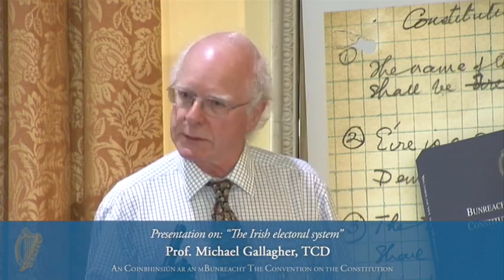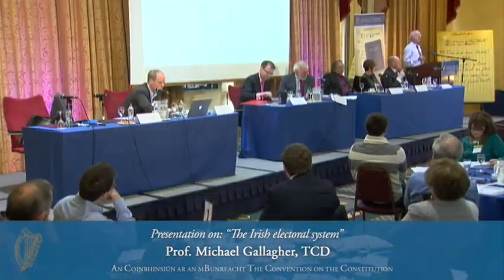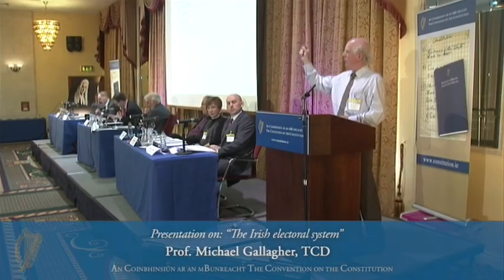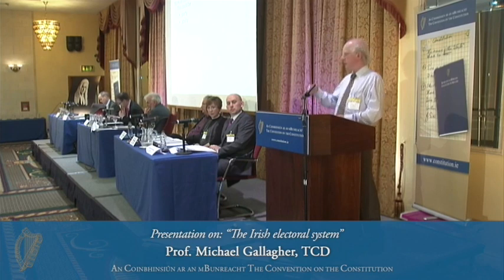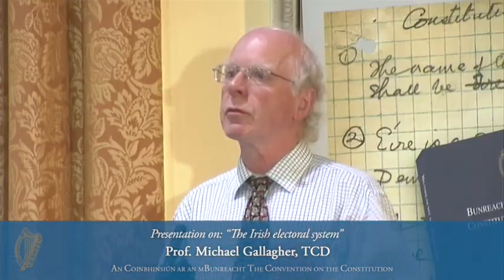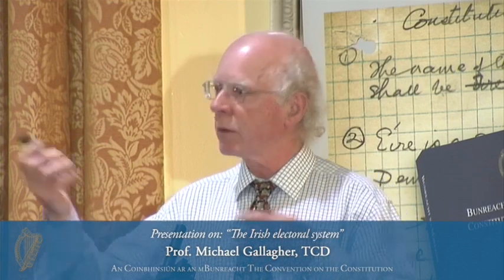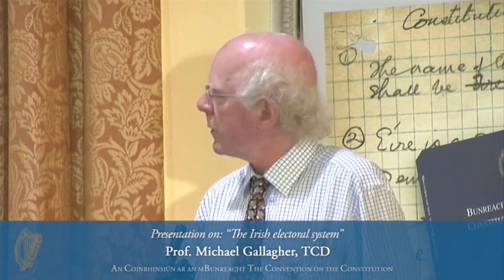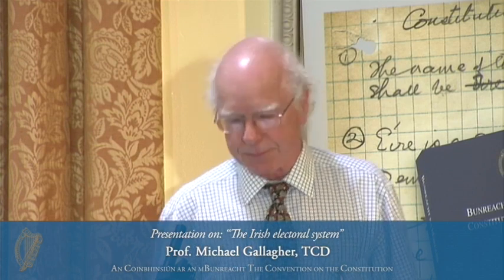But it could be something else. Voters might think in terms of ability, for example. I think the most able candidate on the ballot paper is her. I'm going to give her my number 1 preference. The second most able person who would be good for Parliament is him, even though he's from a different party and a different constituency. Some people will simply think in those terms of the best candidates.